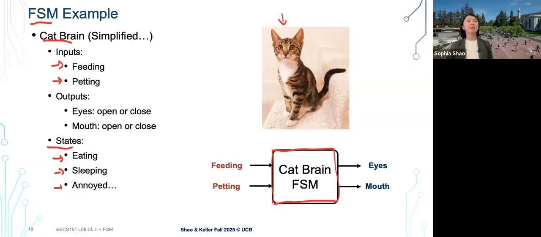What are some of the signals that are visible for the external component? For this cat, it's basically the eyes, whether they're open or not, or the mouth, whether they want to eat more or not.